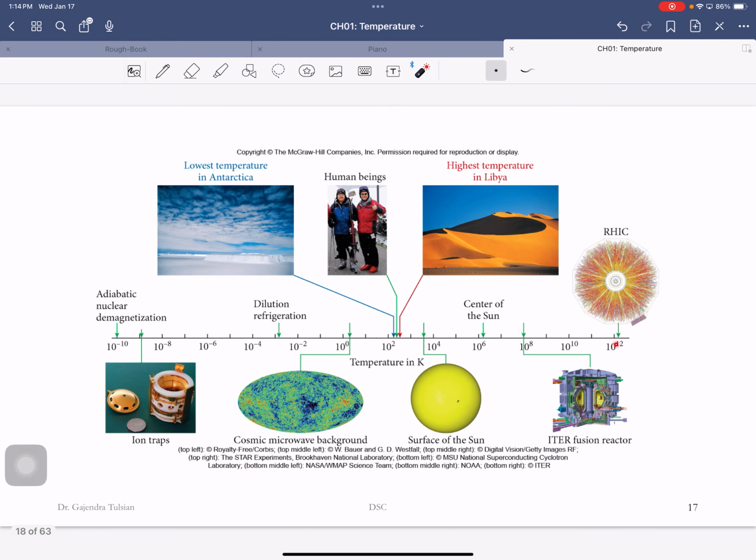But again, this is nothing compared to the temperature at the Big Bang, which is 10 to the 39 degrees Kelvin.